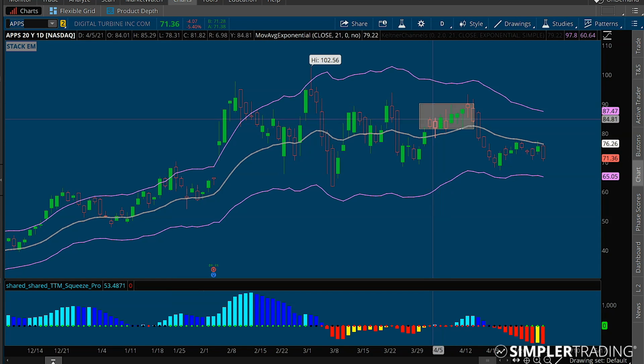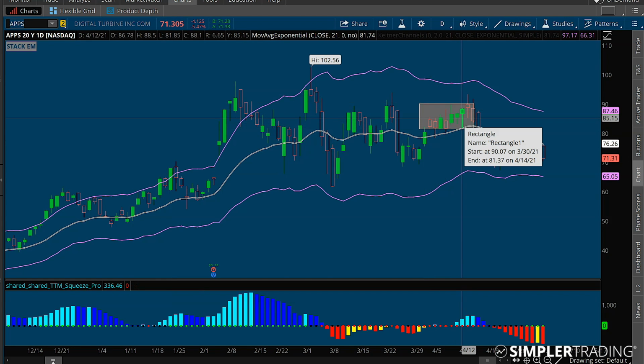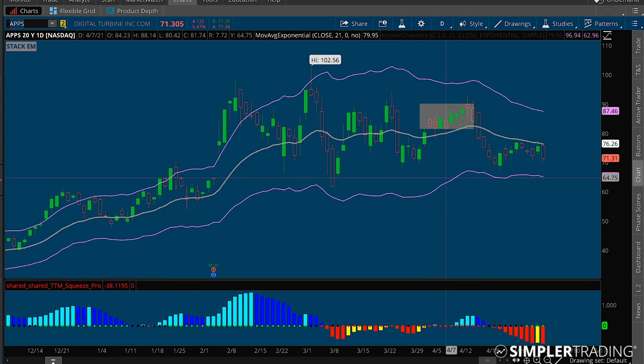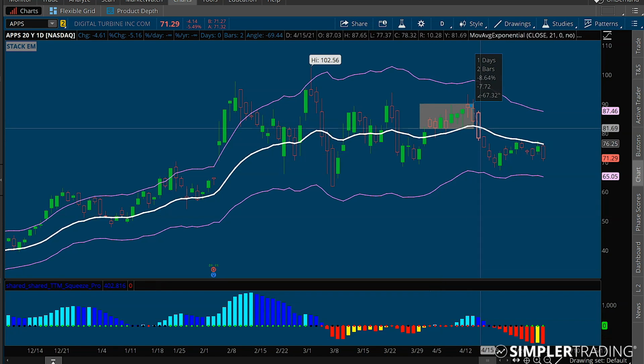APPS here, I'm going to take this setup 100 times out of 100. Because we're in a tight squeeze, got the red compression, so mid-compression squeeze, we're above the 21, positive histogram. This one just failed on us.